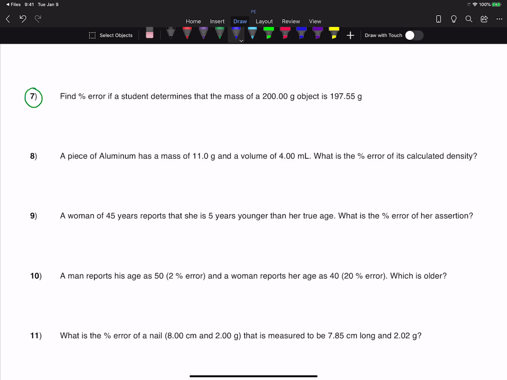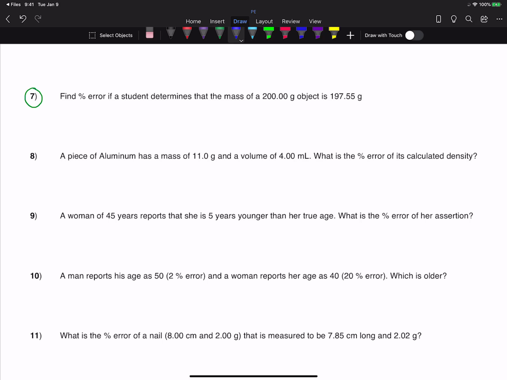Okay, everybody, I wanted to provide some guidance on the percent error problem. So problem 7, you need to know which of the two numbers represents the actual mass of the object and what is the measured mass of the object. And that is revealed through your knowledge of English.